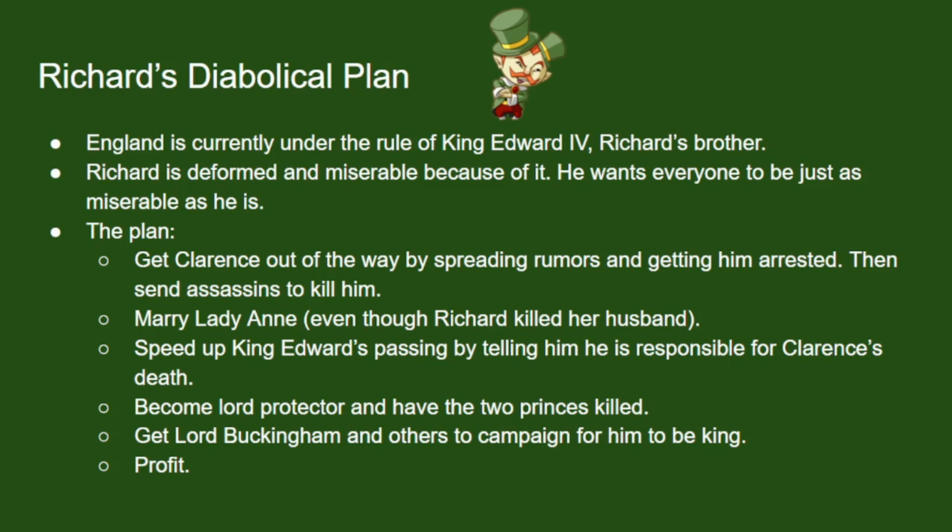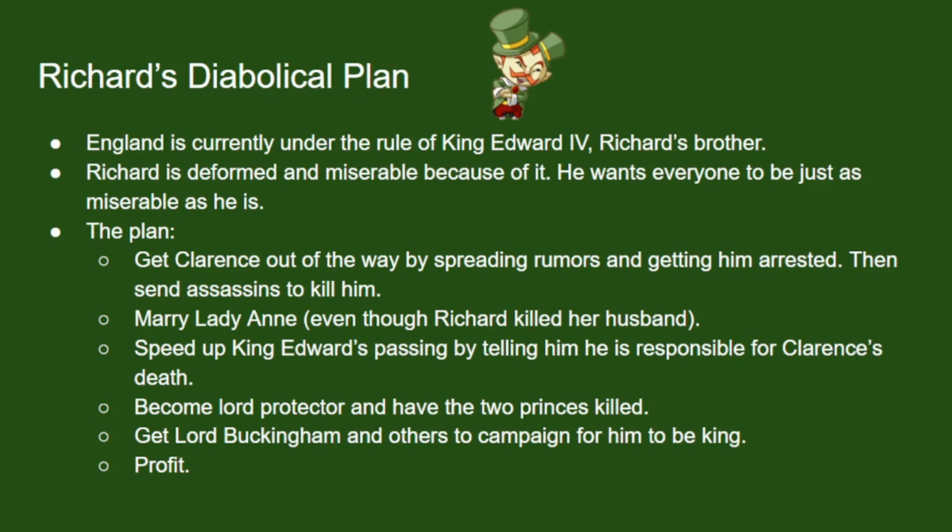Now what about King Edward? Why hasn't Richard killed him yet? Well, it's because King Edward is currently very sick. And to drive the process a little faster, Richard tells King Edward that he is to blame for Clarence's death. Because it is true that King Edward wanted him to be executed, but then changed his mind and wanted him released. However, Richard says that the sentence has already been carried out. Well, the king is dead, and Richard is now Lord Protector. Basically, he's in charge until the Prince Edward V is old enough to take charge on his own.